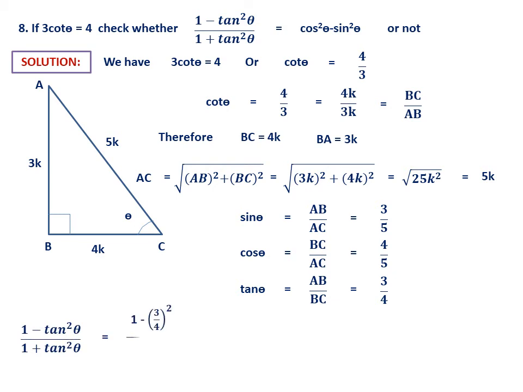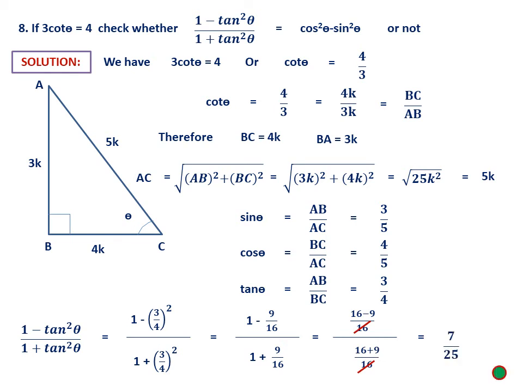Now (1 minus tan square theta) divided by (1 plus tan square theta) equal to (1 minus 3 by 4 whole square) divided by (1 plus 3 by 4 whole square). So simplify. 1 minus 9 by 16 divided by 1 plus 9 by 16. So simplifying further, you get 16 minus 9 by 16, and below 16 plus 9 by 16, and 16 you can cancel. So it is 7 by 25. This is the answer.